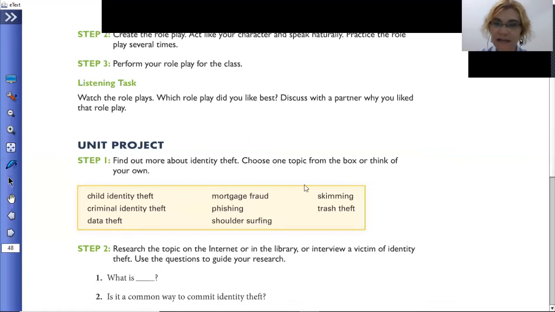Yeah, Miss? What do we need to write down again? Hmm?